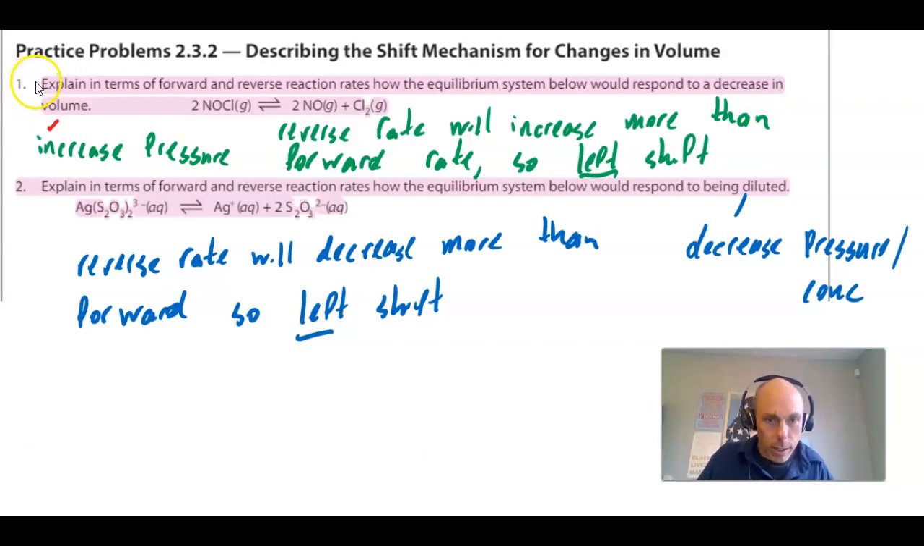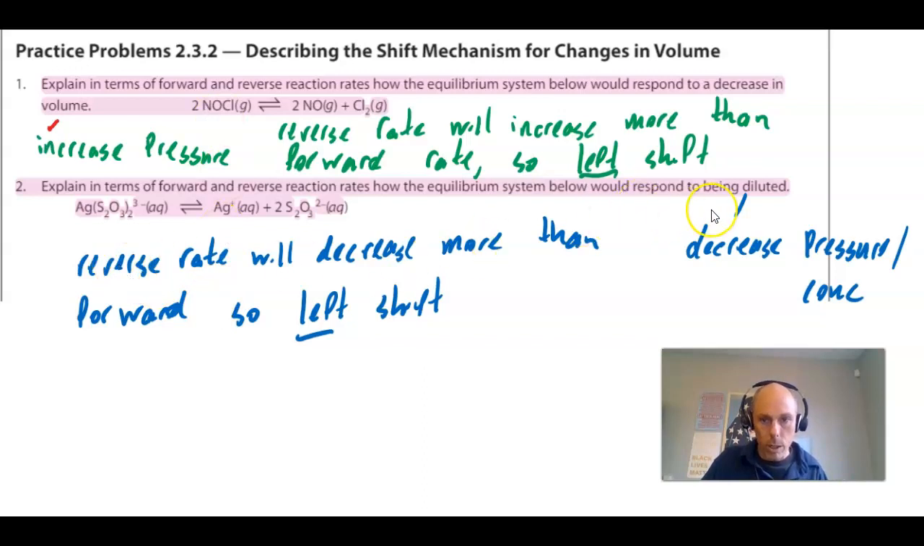All right, so in question 1, I said that because the volume is decreasing, that's going to result in an increased pressure. The system will respond in such a way to drop the pressure. So that's going to be a left shift. The reason is that the two rates will go up when we increase the pressure, but because the product side has more moles, the reverse rate will be greater than the forward rate. So reverse rate will increase more than forward rate, so there'll be a left shift.